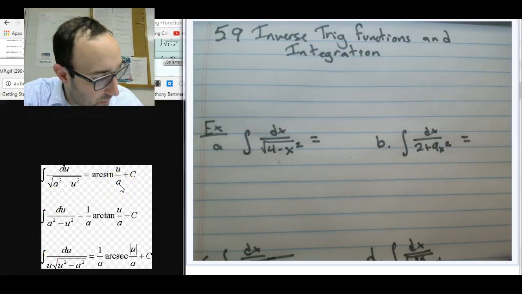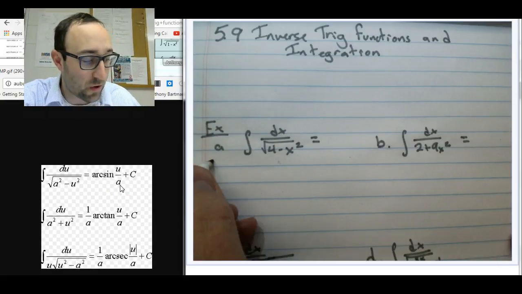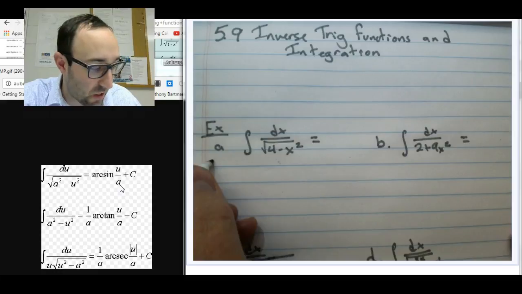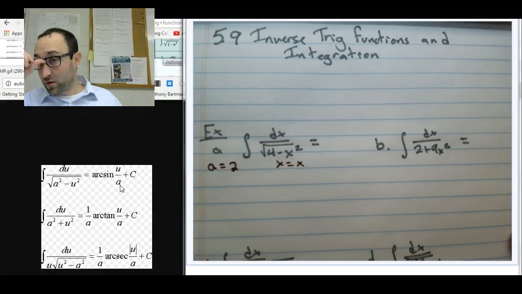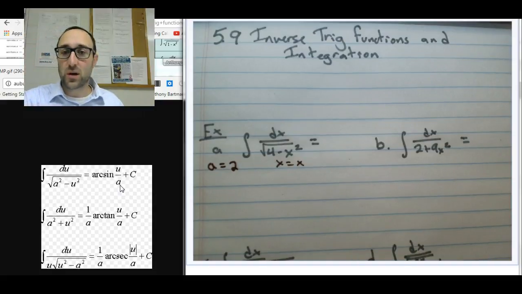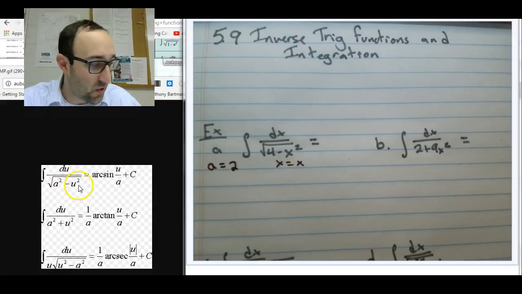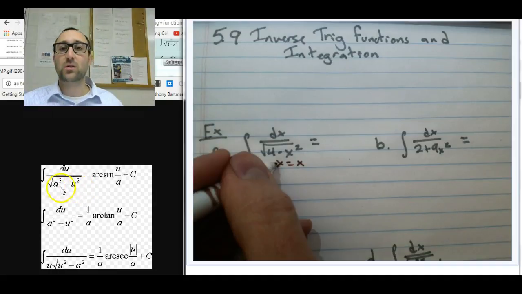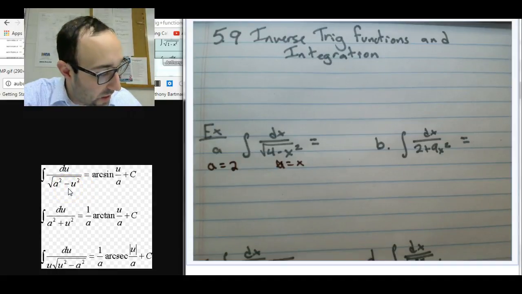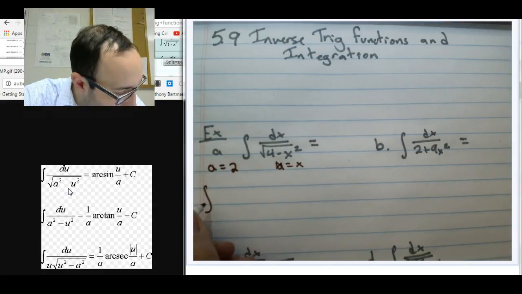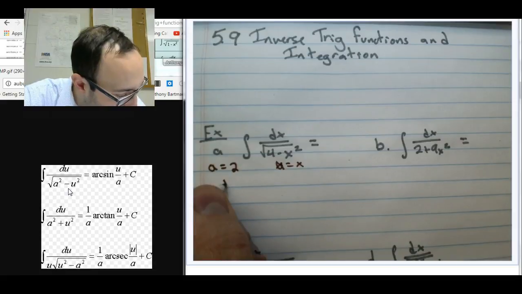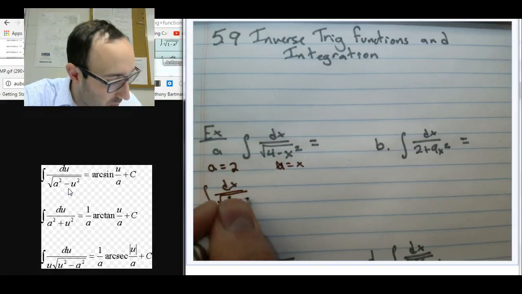So the first thing I'm going to say is a equals 2, because 2 squared is going to be 4, and that x equals x. Really what we're doing is trying to figure out what numbers go in for a and u. So maybe I could say u equals x. Maybe that's a better way of writing it. U just equals x. Okay, good. So then I can rewrite this as the integral of dx over the square root of 2 squared minus x squared.